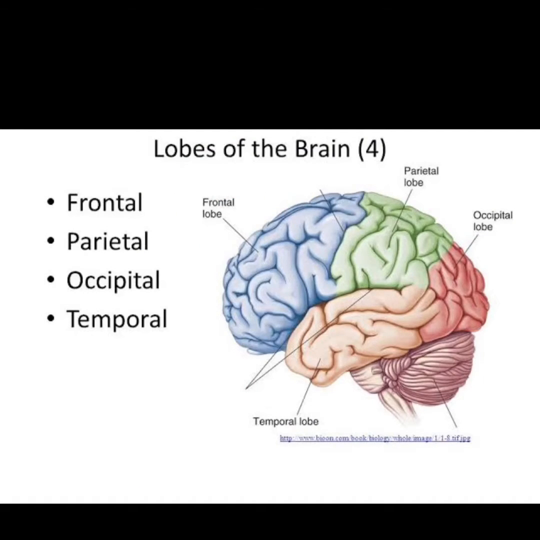Anatomically, the cerebral hemispheres are divided into lobes. The brain has 5 lobes: the frontal, the parietal, the temporal, occipital, and insular.